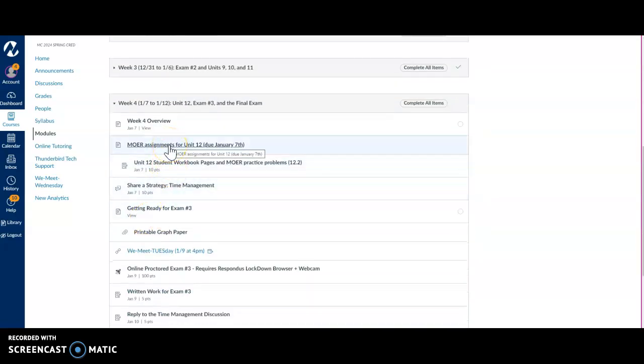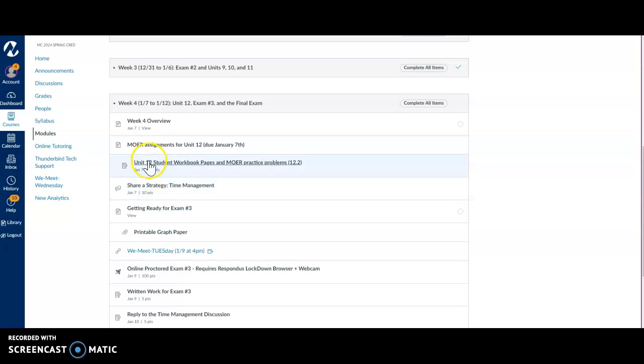We only have one unit due this week. It's unit 12. That's actually due tonight, January 7th, on systems of equations. And then also by the end of the night tonight, make sure you post to the time management discussion board to learn some time management tips to help you manage your time during this week as we wrap up the class. And also hopefully you continue these practices next semester as you take your classes in the spring.